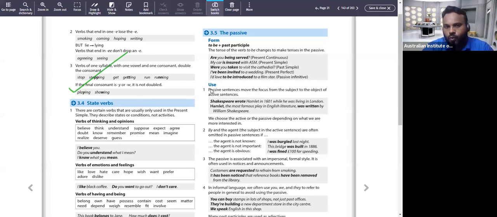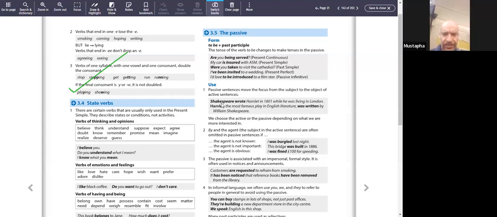Number one, the rule. Use means the rule. Number one, passive sentences move the focus from the subject to the object of the active sentence. So in passive, the focus goes from subject to object. Like, Shakespeare wrote Hamlet in 1601 while he was living in London. Hamlet, the most famous play in English literature, was written by William Shakespeare.